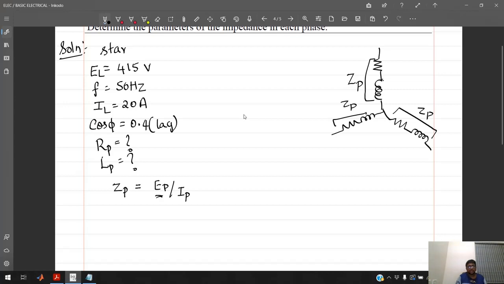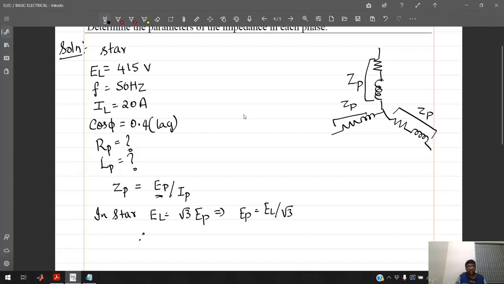Now what is EP? In the case of star connection, you know that EL is equal to root 3 times EP. That implies EP is equal to EL divided by root 3.